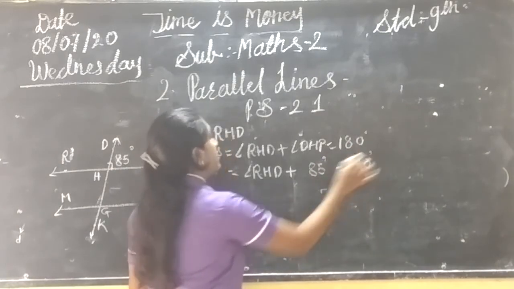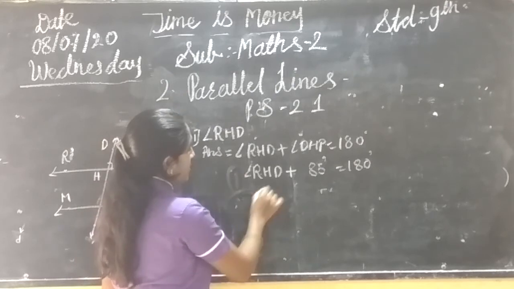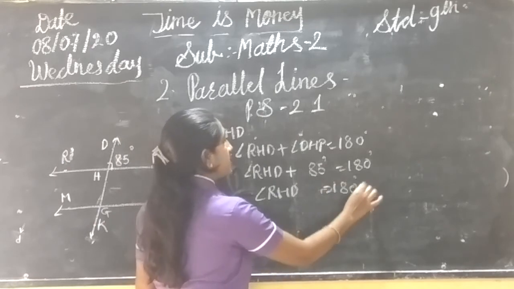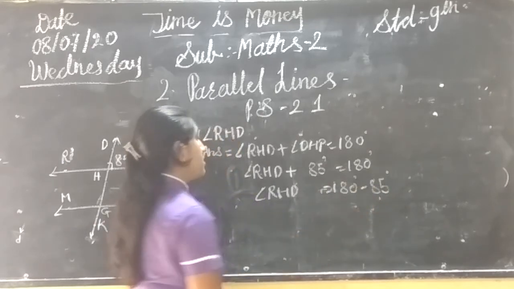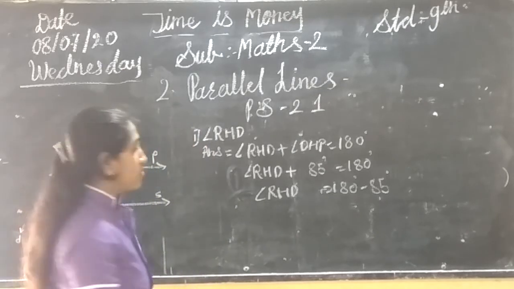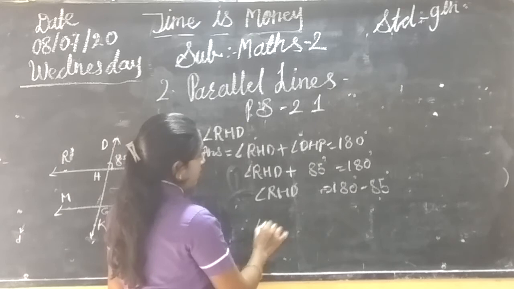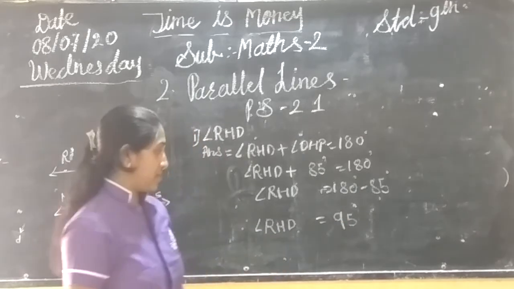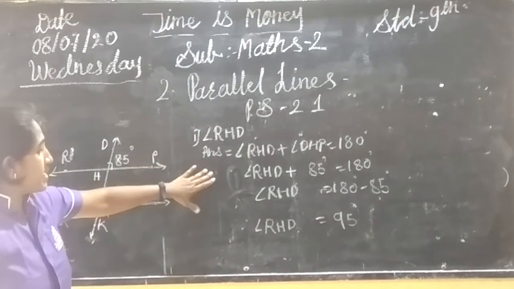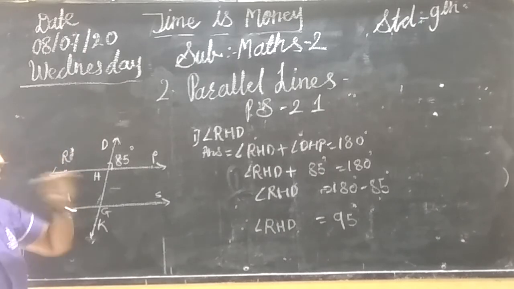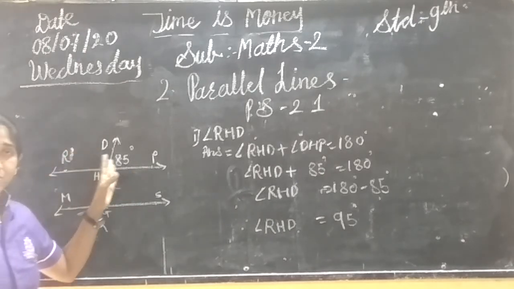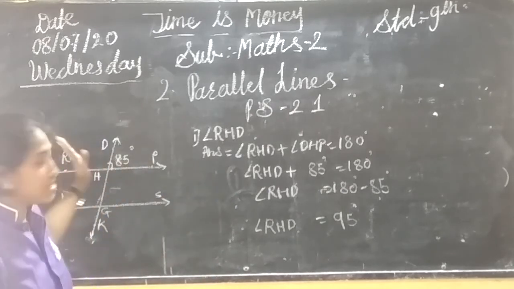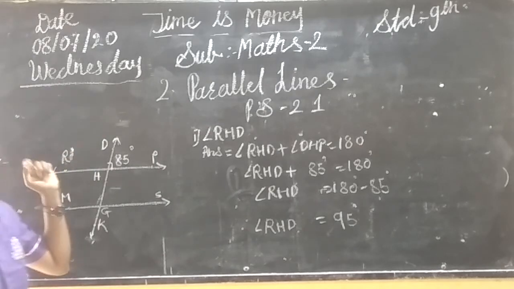Then 180. Next step, angle RHD is equal to 180 degree minus 85. Now we have to subtract this 85 from the 180. That is, angle RHD is equal to 95 degree. Okay. Like this, we get the answer of angle RHD as 95. Now you understood how, because they are linear pairs, their angles sum to 180.